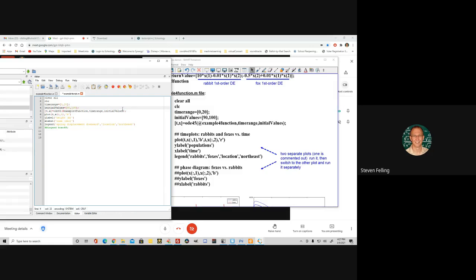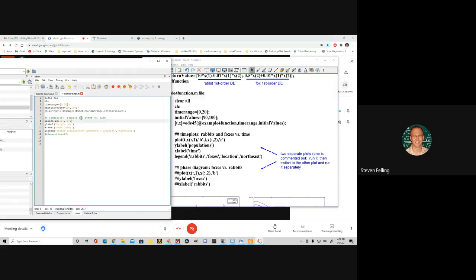And then I'm going to label this with a comment here. This is time plots. Let's plot rabbits and foxes versus time. Okay, so in that case, I'm going to have two plots. I'm going to have two curves on my plot. I'll have t, x1, and b. That's going to be for the rabbits versus time.